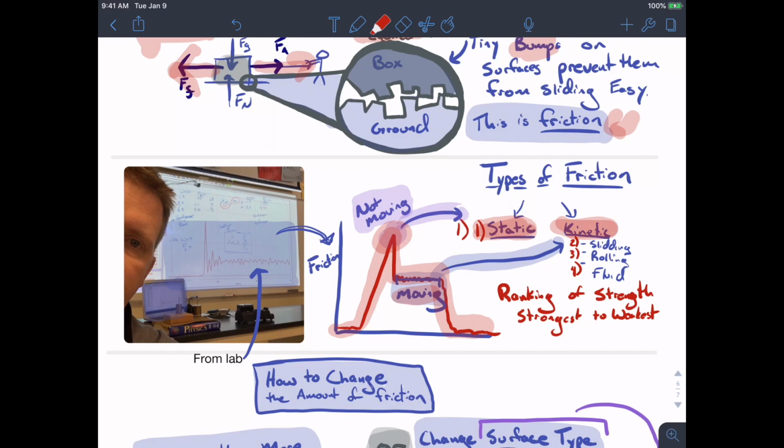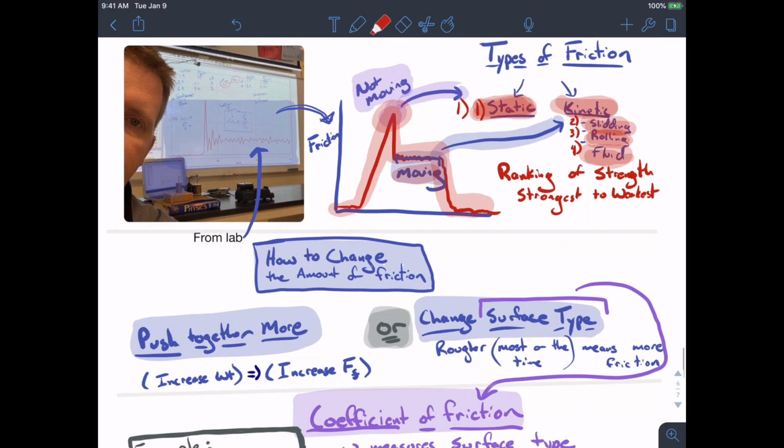Now in our case, it was specifically what we call sliding friction because the two surfaces are sliding together. But there's also what we call rolling, and that's what a wheel would feel or a ball rolling on the ground. It's a little bit different. And then there's also fluid friction, an example of which would be air resistance or something moving through the water, because both water and air are considered to be fluids. Now if you rank these, static is always going to be the strongest, followed by sliding, then rolling, and then fluid being the weakest.